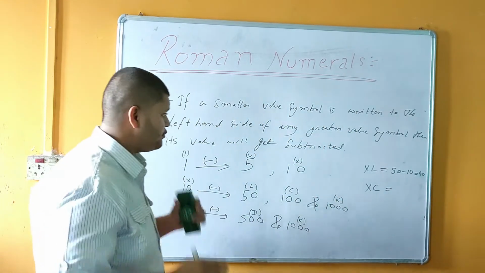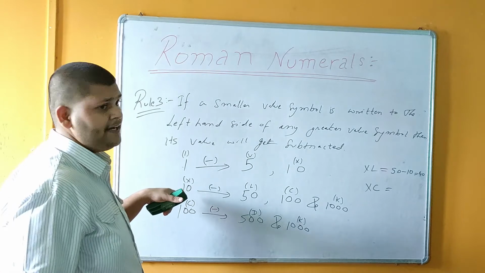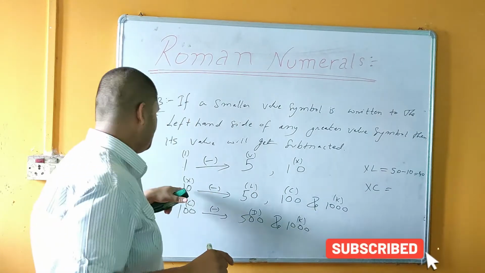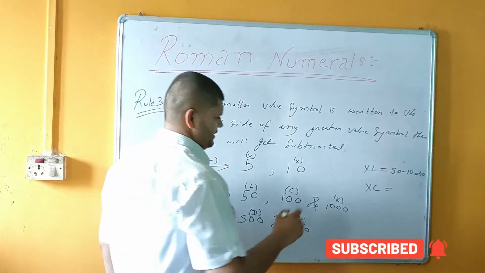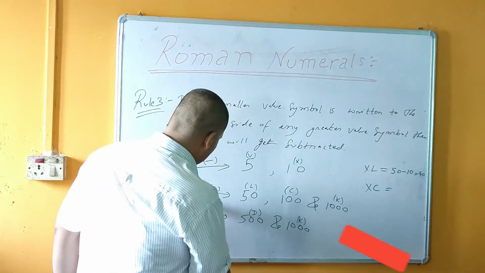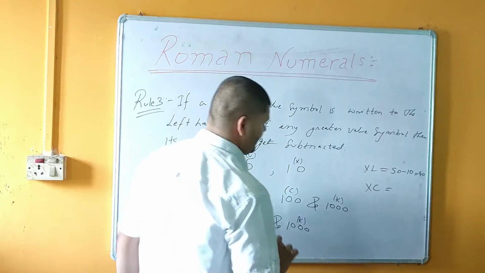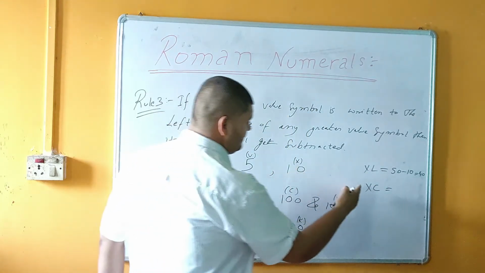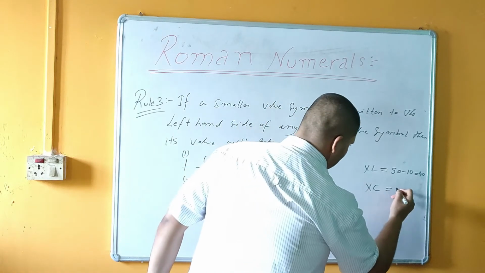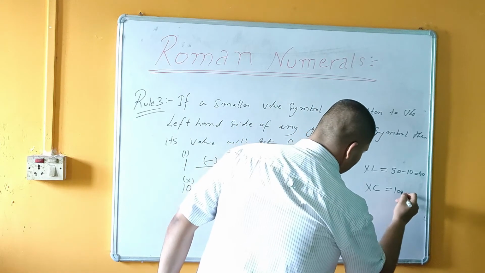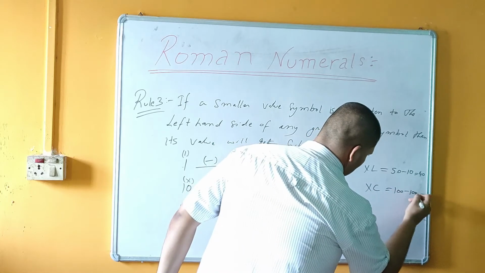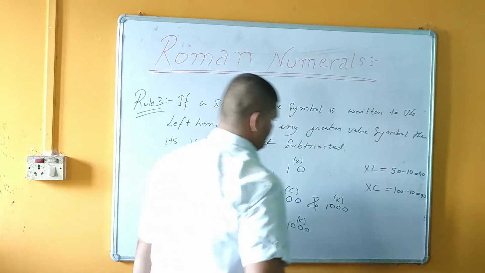Whenever you are to subtract, at that time you have to write it on the left hand side. Anything you want to subtract from these numbers, you have to write it on the left hand side. So here we want to subtract this 10 from 100. That means we will write first 100, and to subtract that 10 we have to write it on the left hand side. It will give XC, where C is 100 and X is 10. So it will give 90.